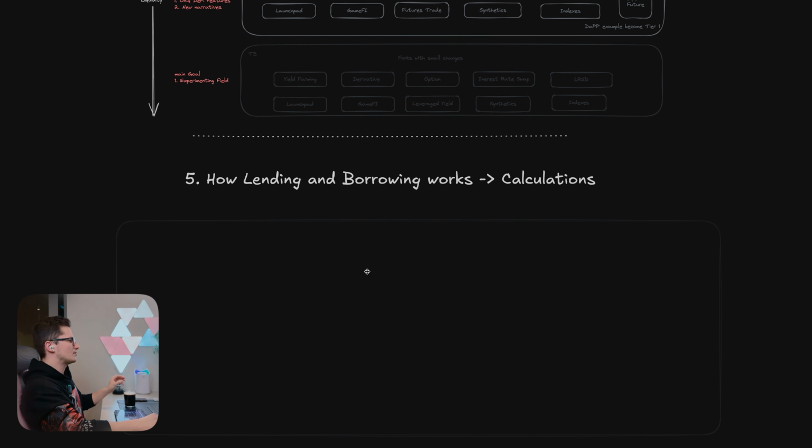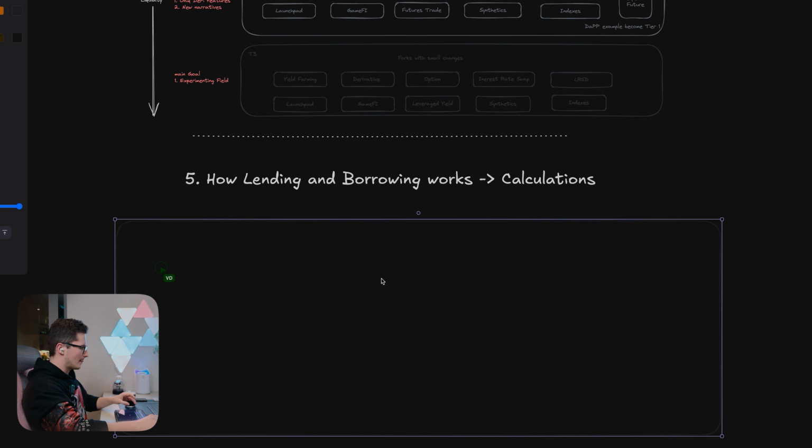Then we will go to a deep explanation of how it actually works. So be ready. It might not look easy, but actually, if you follow each step, you will understand that this is very simple and very easy to understand. So let's go.